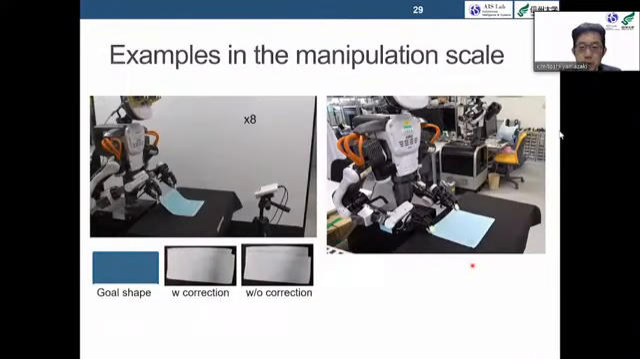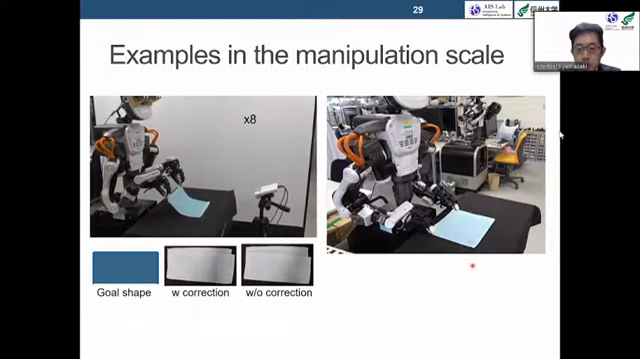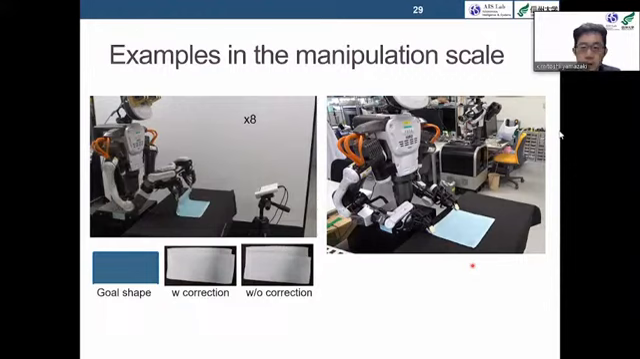Here are 2 videos about one folding action. The left side shows the results when a disturbance is applied during folding. The robot realized midway through that the desired shape was different from the current shape and corrected its trajectory on the fly.